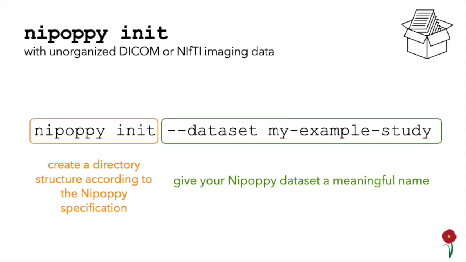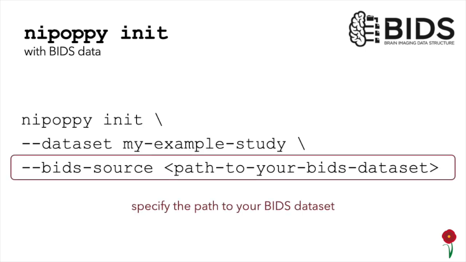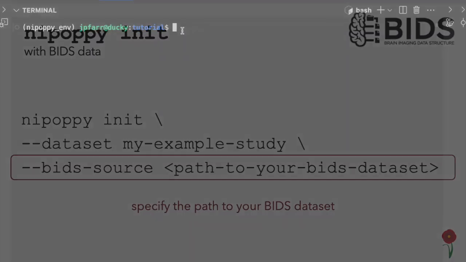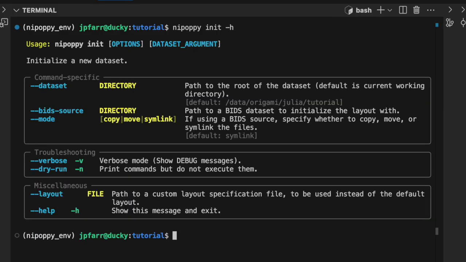Nipoppy also takes into account that not all studies start with unorganized data, but might use datasets which are already in BIDS standard. If we are initializing a Nipoppy dataset with a BIDS dataset, we can pass the additional bids-source flag. This will symlink the existing BIDS dataset to the bids directory inside our Nipoppy dataset. If you want to move or copy the data instead, you can do so by passing the mode flag. We can check out the available flags by typing Nipoppy init -h.